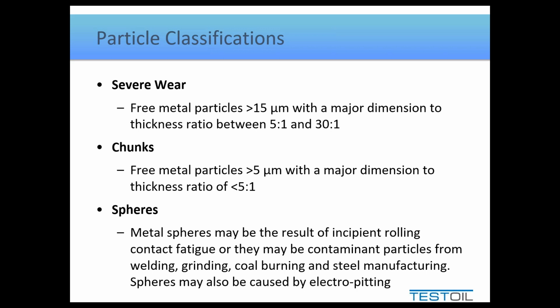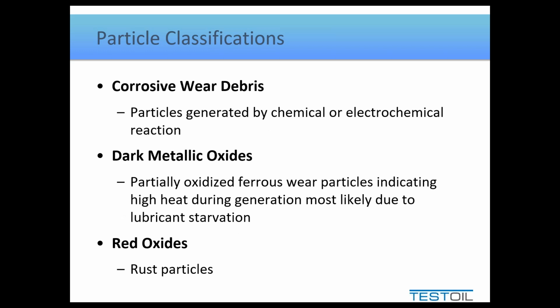If it's spherical, well, that's a particular type of rolling contact fatigue that may create that. If it appears to be from corrosion, we can list it as corrosive wear debris for anything other than ferrous corrosion. That falls into the one at the bottom there, as you can see, red oxides, just a fancy way of saying rust. But in the middle there, dark metallic oxides, that's never a good one to see.